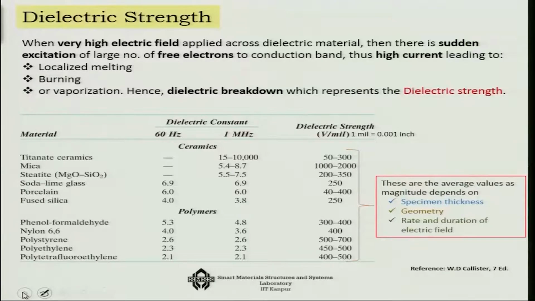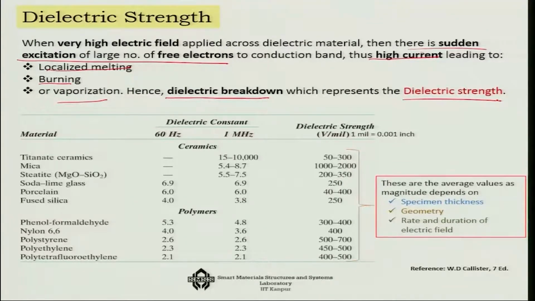The other point is, I told you that if you apply a very high voltage, then there is a sudden excitation of a large number of free electrons to the conduction band, and thus high current will lead to either localized melting, burning or vaporization, and that is called the dielectric breakdown, which represents the dielectric strength. So, you have to think of two things: one is the frequency and another is the dielectric strength.